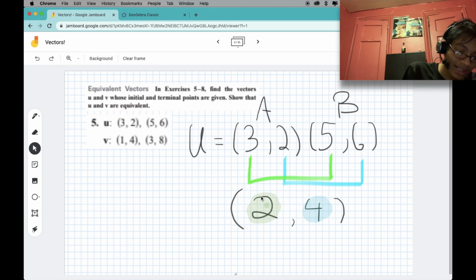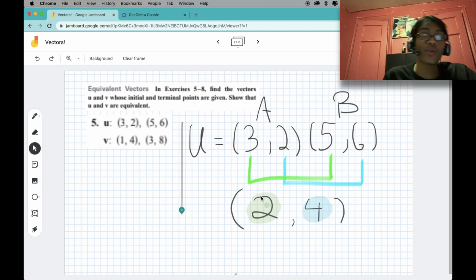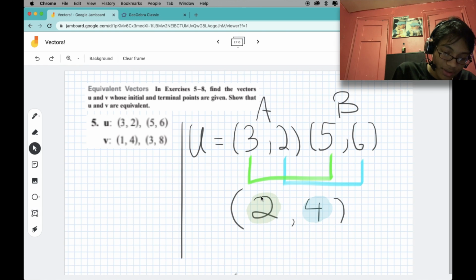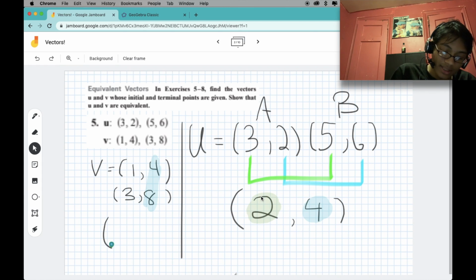Let's repeat that process for the other vector v. Let's try to show that it's the same. V is made out of 2 points, once again 1 comma 4 and 3 comma 8. If I subtract their components, what am I going to get? What is 8 minus 4? 8 minus 4 is just going to be 4. And what about the x component? My x component is just going to be 3 minus 1. And what's 3 minus 1? That's just 2.